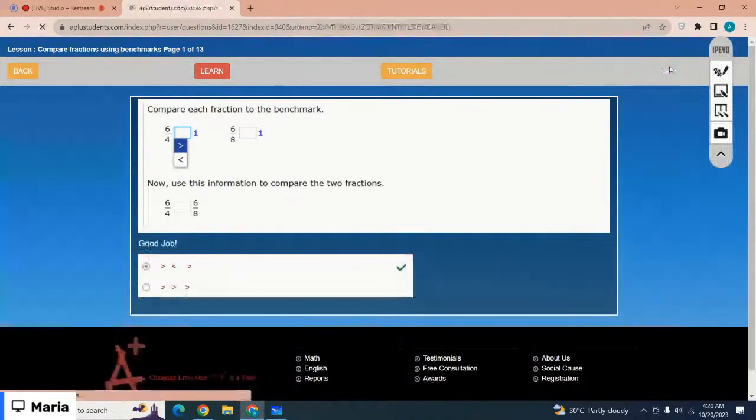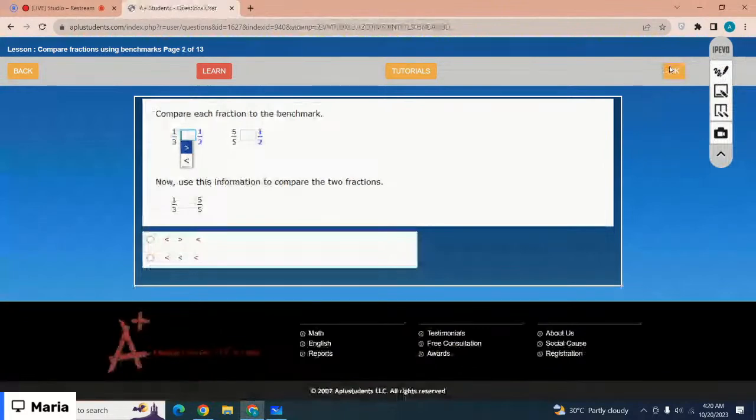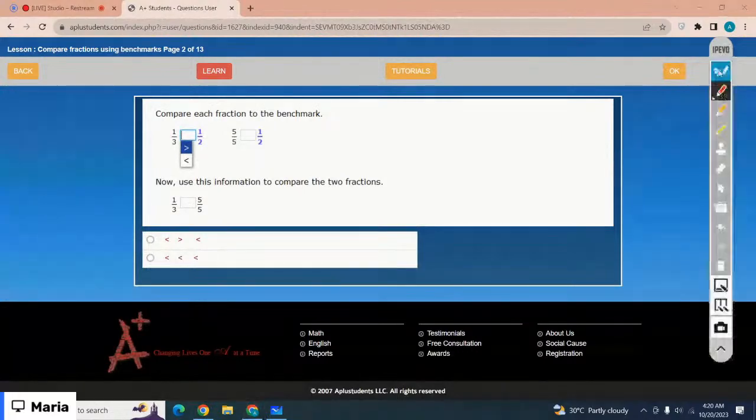Okay, let's just do the next one. Okay, 1 by 3, 1 by 2, 5 by 5, and 1 by 2. Here the benchmark is 1 over 2, right? Okay, 1 over 3 and 1 over 2. Let's just make it here. 1, 2, 3. One portion is colored. This is 1 over 3. Okay, this is 1 over 2, right? So you can see 1 by 3 is less than 1 over 2.